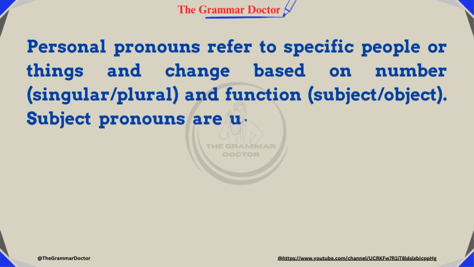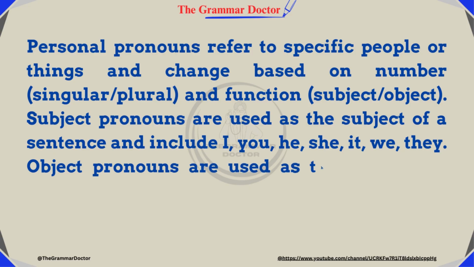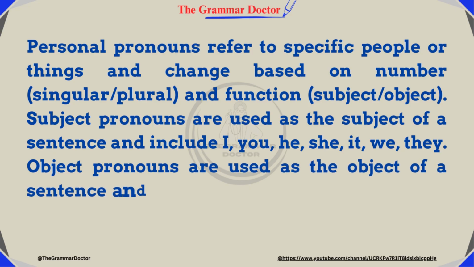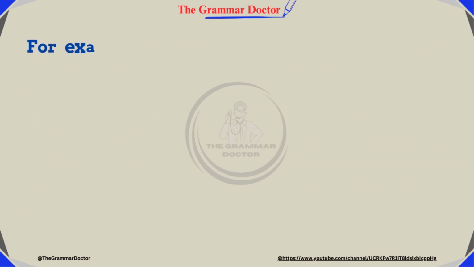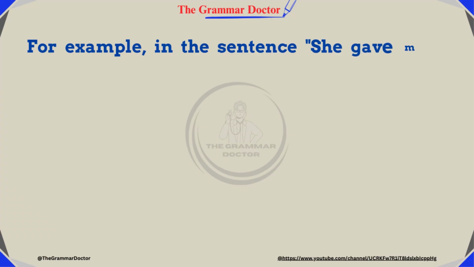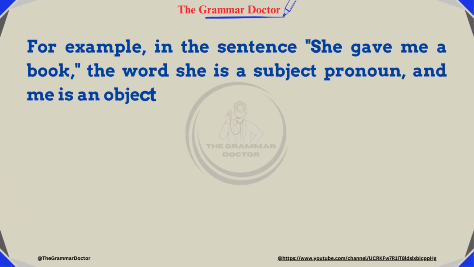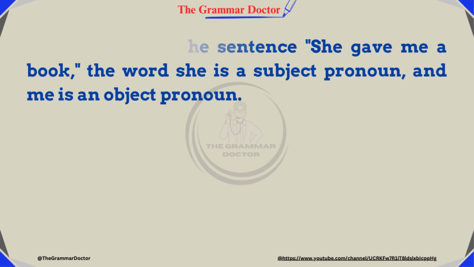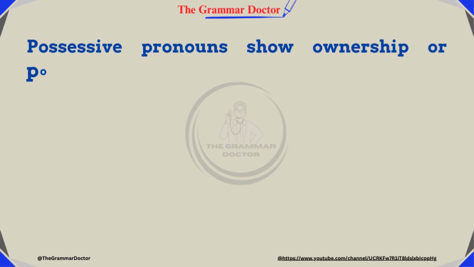Subject pronouns are used as the subject of a sentence and include I, you, he, she, it, we, they. Object pronouns are used as the object of a sentence and include me, you, him, her, it, us, them. For example, in the sentence, "She gave me a book," the word she is a subject pronoun, and me is an object pronoun.